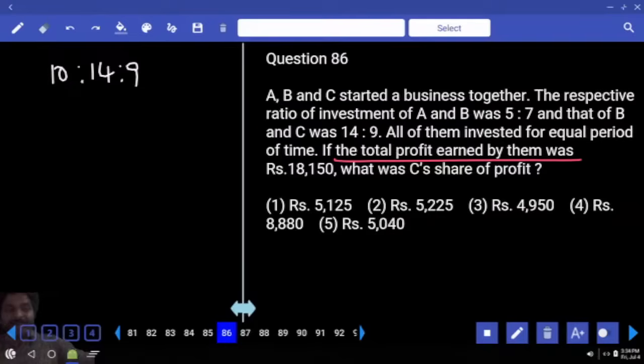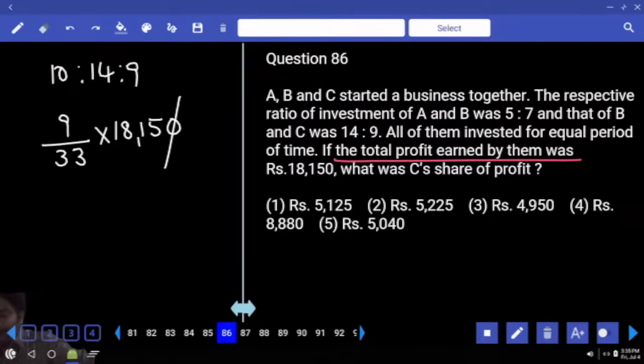If the total profit earned by them was 18,150, what was C's share of profit? Total how many parts? C is getting 9 parts out of 33 among 18,150. Correct? Right. Forget about 0 because every option is having 0. Got it? 9 into 5 ends with, denominator ends with 3 into which number ends with 5? So your answer should have 50. How many options? Done.